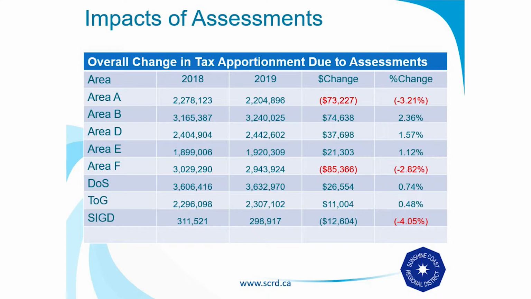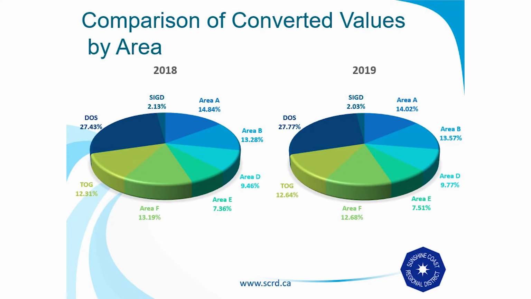Essentially, the portion of the tax pie an area will pay is impacted by the changes in assessment relative to the other service participants. For example, in areas such as Area B, Halfmoon Bay, Area D, Roberts Creek, or the Town of Gibsons, converted values went up almost 15% and 16% respectively. This is due to an increase in utilities, business, or managed forests, which then reduces the residential class for those areas. This just provides an illustration of the changes in assessment for each area.